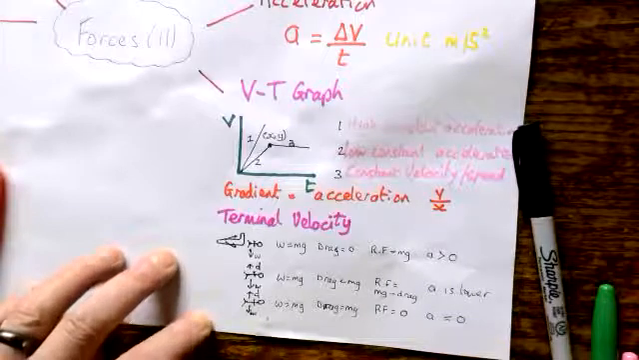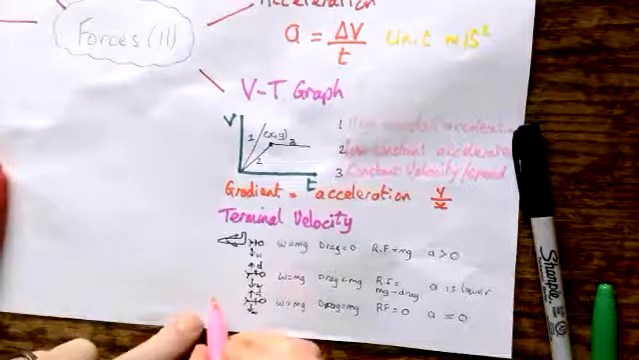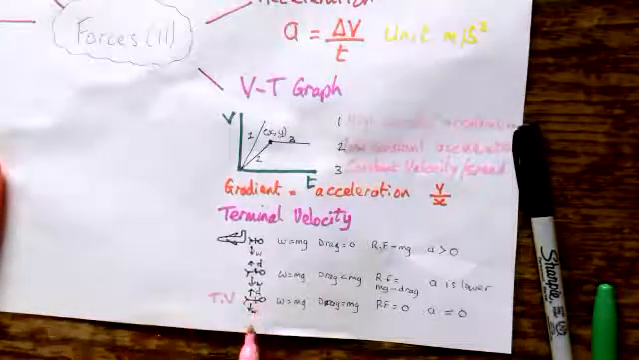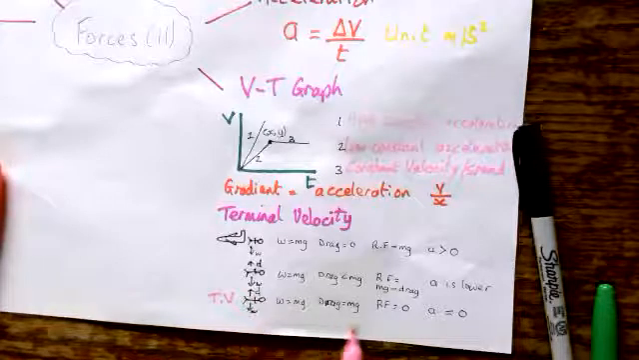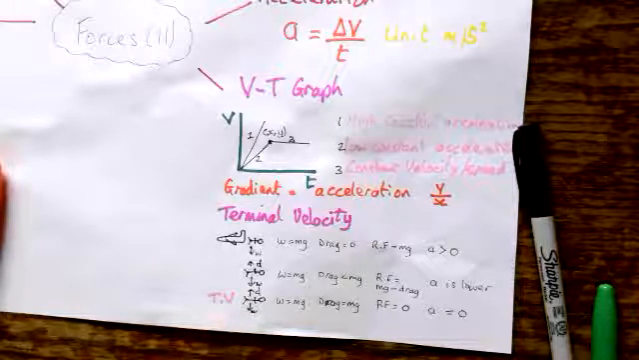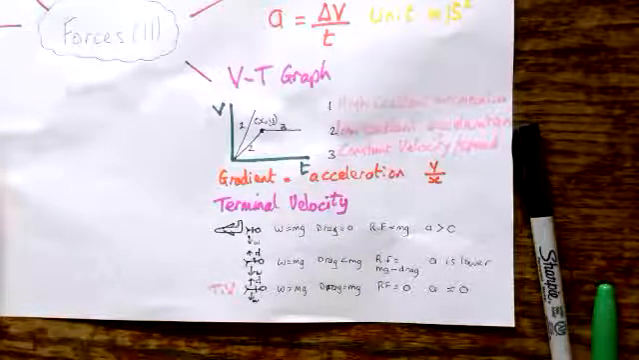So at this point, we have terminal velocity. So this is terminal velocity here at that point. The drag force is equal to the weight force. So therefore, they are no longer accelerating. They will now fall at a constant velocity, and that constant velocity is called the terminal velocity.